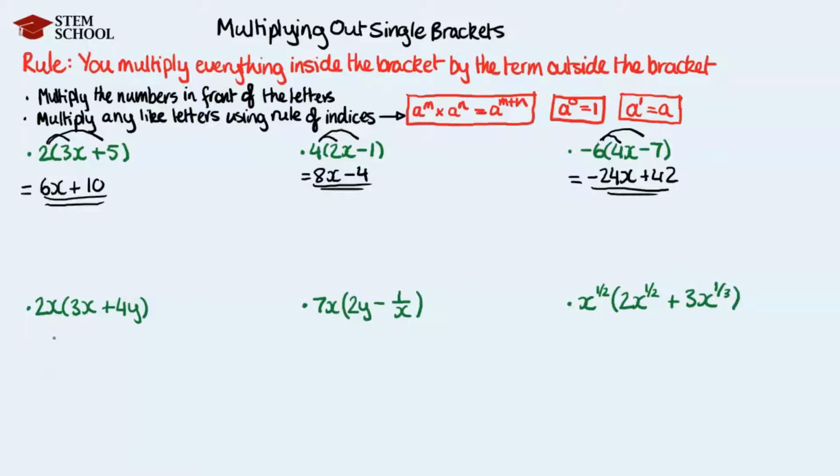Now the fourth one I made it a little bit harder because I've included a letter in the outside term, okay? Then I've also included a second letter, I've included a y, so we're dealing with x and y. So I'll show you how to work that out. It's very similar. So we have 2x multiplied by 3x, okay? So using this rule, you multiply the numbers in front of the letters. So 2 times 3 is 6, and then here we're multiplying like letters, so we have to use the rules of indices here. And the rules of indices state for multiplying, just add the powers, so it'll be 6x squared.